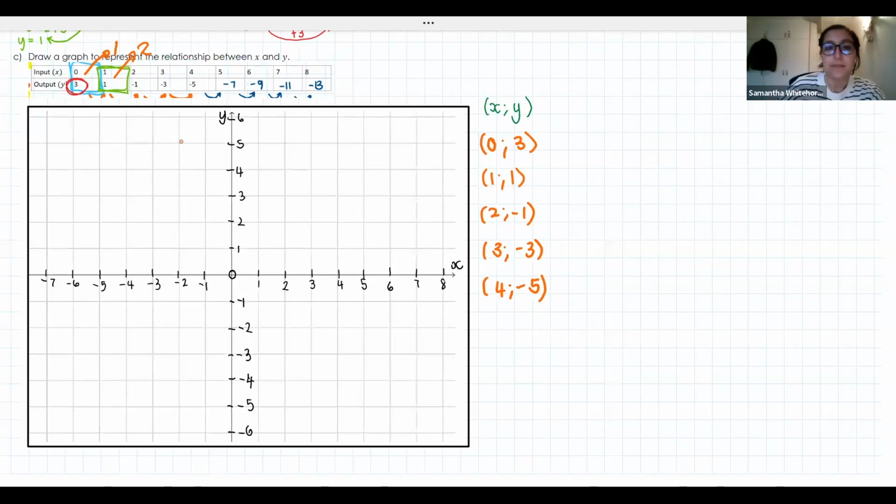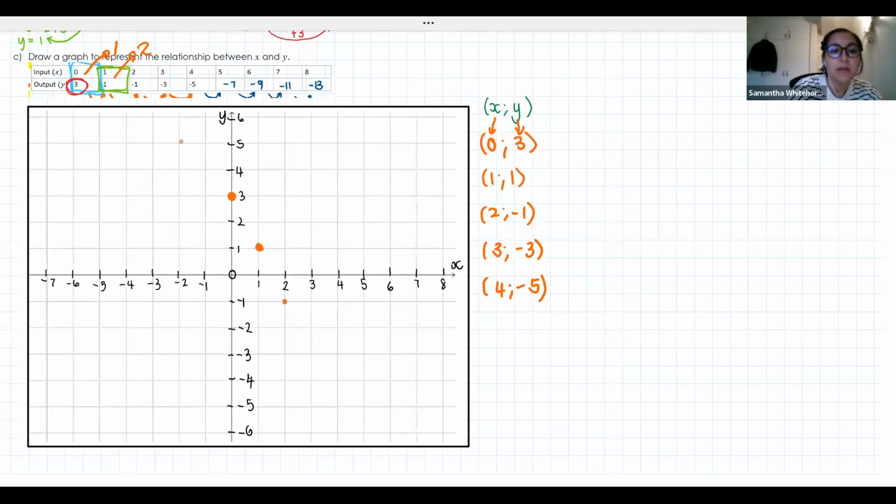So now we start plotting. If we want to plot 0, 3, remember all of the first numbers are x's, the second numbers are y's. So we go to 0 on our x-axis, which is here right in the middle where they meet. We go up to 3 and we plot our point. That is the point 0, 3. It's 0 because it's on the y-axis, and it's up to 3 because that was our y coordinate. If we then want the point 1, 1, we go to 1 on the x-axis, up to 1 on the y-axis, and we plot our point.